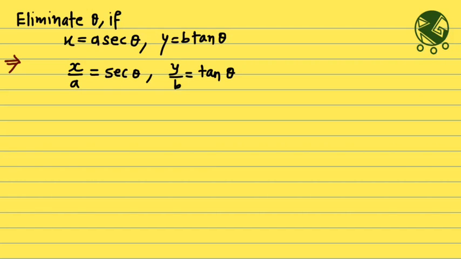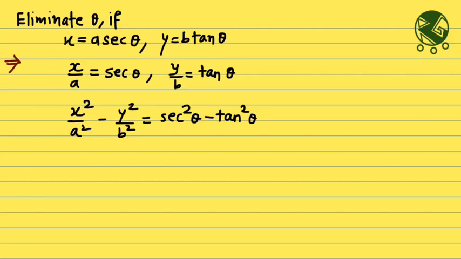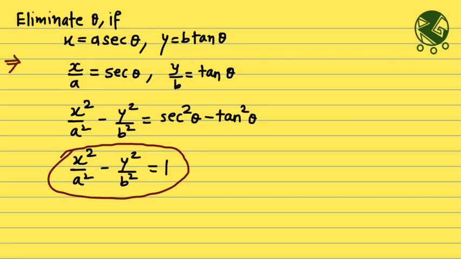So here x upon a is equal to sec theta and y upon b is equal to tan theta from the given. So x square upon a square minus y square upon b square is what? Sec square theta minus tan square theta, and that is equal to 1. So this is what we have. x square upon a square minus y square upon b square is equal to 1. Somewhere later, or you might have already studied, this is the equation of a hyperbola. I'm not going to go into details of that, but this is how we solve this problem if we want to eliminate some terms.